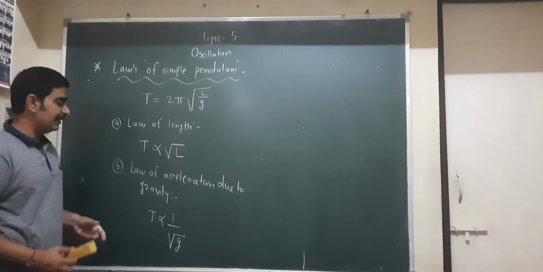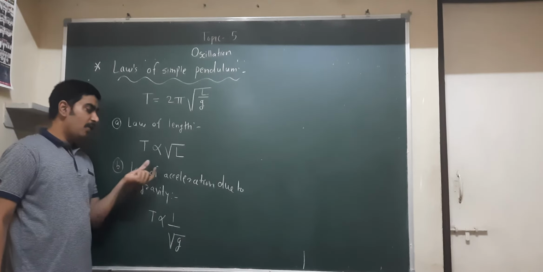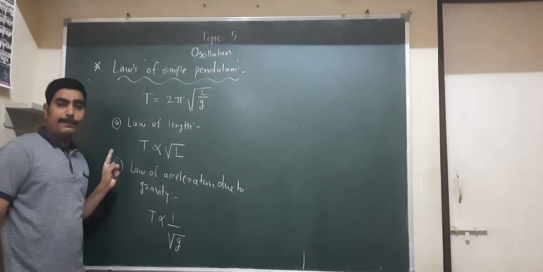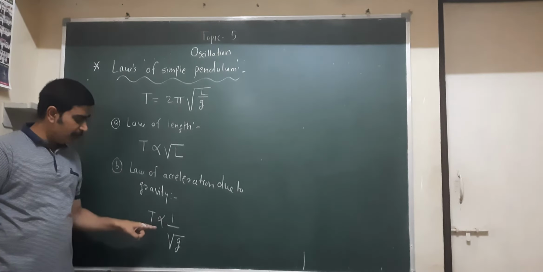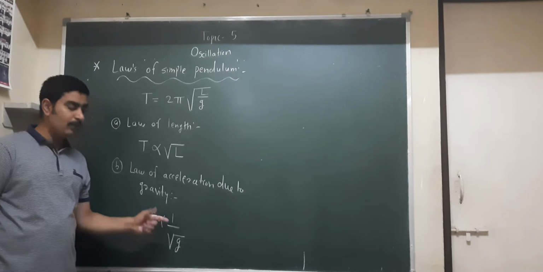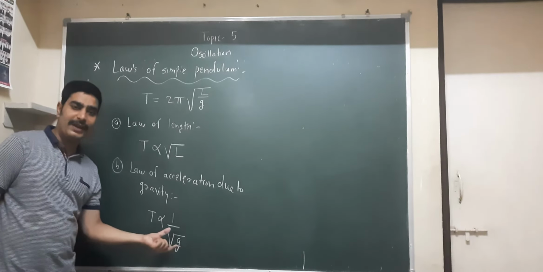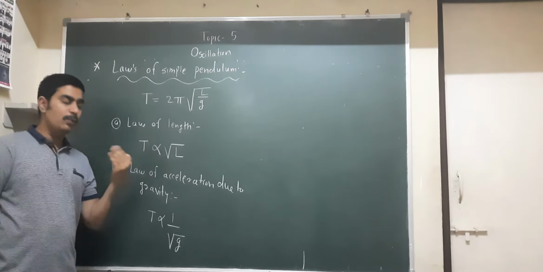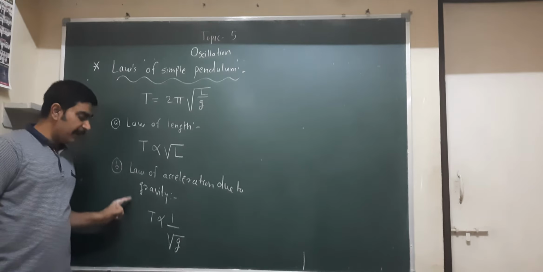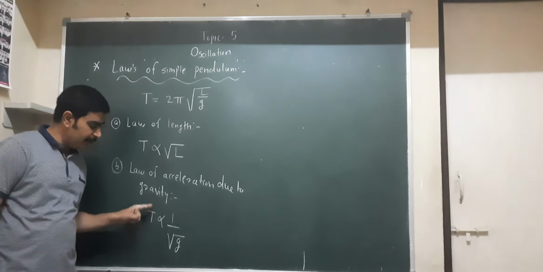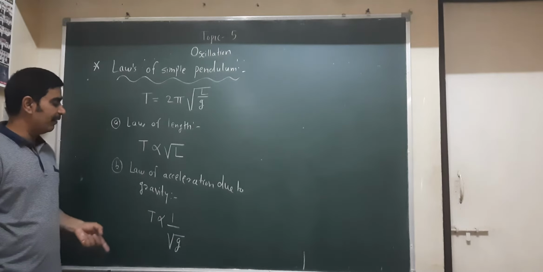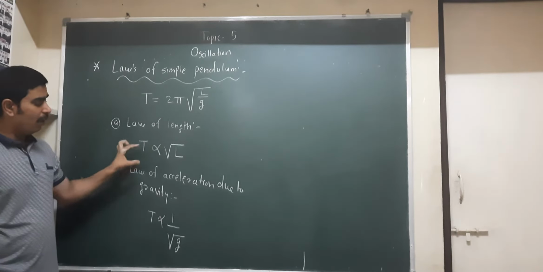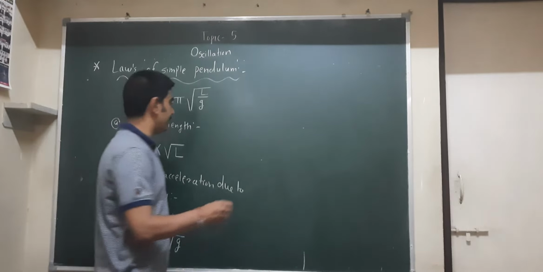So you have to make the sentence regarding the law of acceleration due to gravity, that the period of simple pendulum is inversely proportional to square root of acceleration due to gravity. Again I am going to repeat the sentence, that the period of simple pendulum is inversely proportional to square root of acceleration due to gravity. So this is the law of acceleration due to gravity.